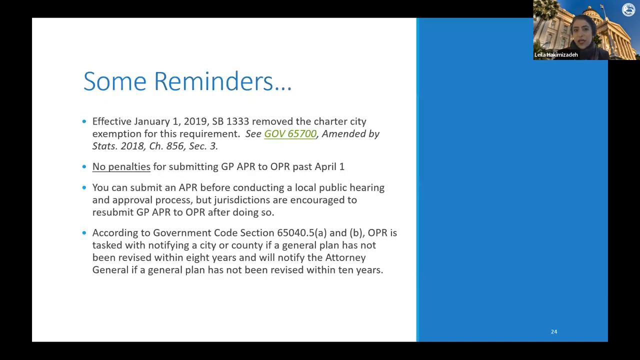A few reminders. Charter cities have been required to submit their general plan APR since 2019. There are no penalties for submitting the general plan APR after the April 1st deadline. If you are waiting to have your APR reviewed by the local legislative body, you can submit it without a review and resubmit it after it's reviewed by the appropriate body. OPR is tasked with notifying a city or county if a general plan has not been revised within 8 years, and will notify the Attorney General if a general plan has not been revised within 10 years.